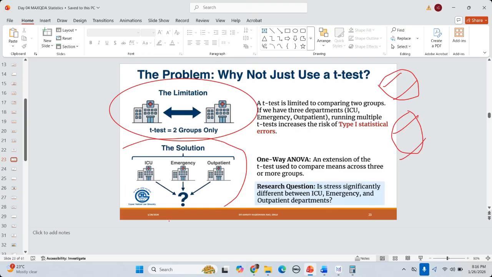But in our study, I'm looking at the stress level among the people working in ICU, the people belonging to the emergency department, the people belonging to the outpatient department. So here I have more than two groups, like 1, 2, 3. So in that case, I can go for the one-way ANOVA test. My purpose is: is stress significantly different between the people working in ICU, emergency, and outpatient department?